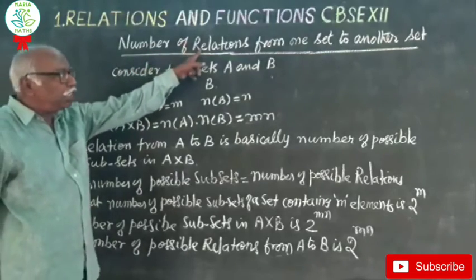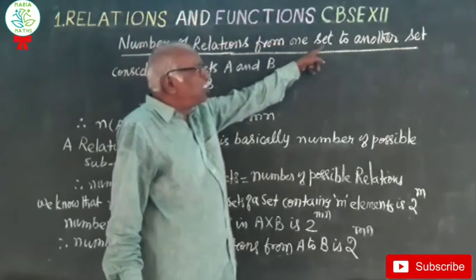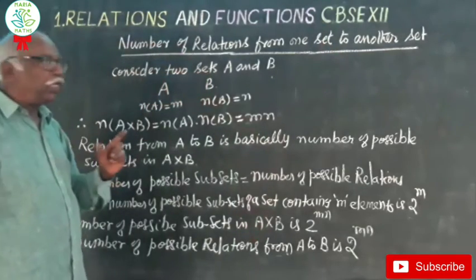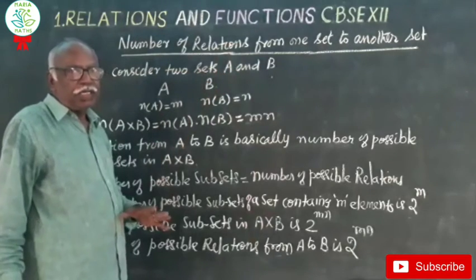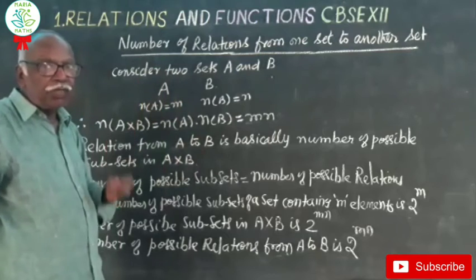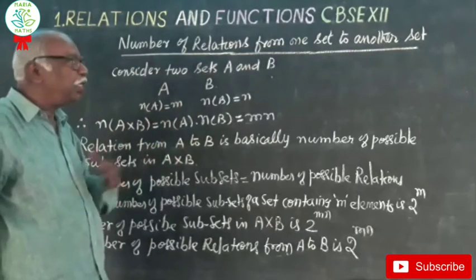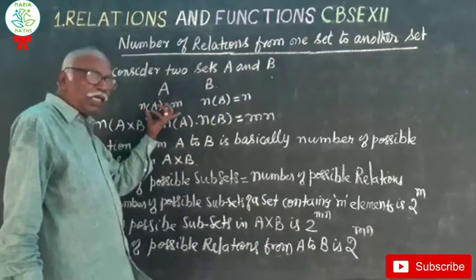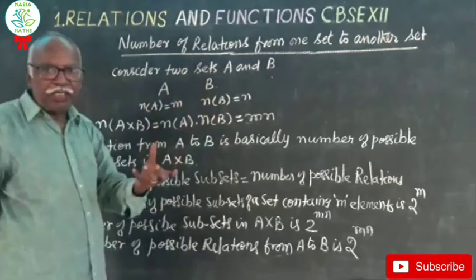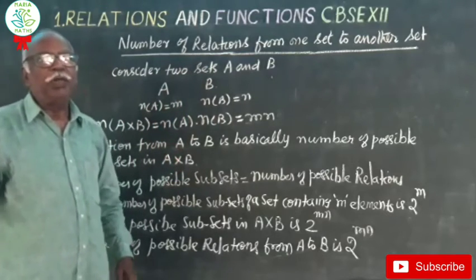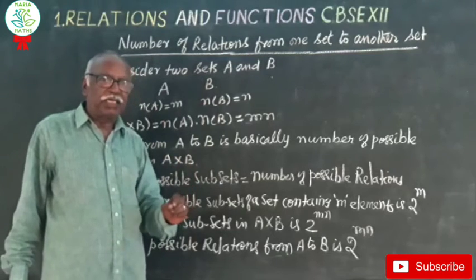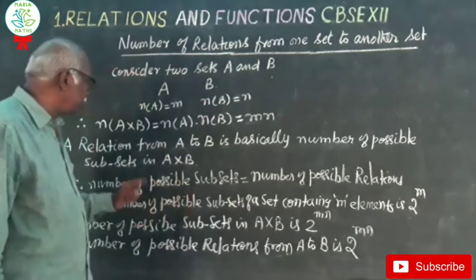Number of relations from one set to another set. Consider two sets, capital A and capital B. Let's consider set A has m number of elements and set B has n number of elements. Therefore, n(A) is equal to m, n(B) is equal to n. n(A) means the cardinality of the set. What is meant by cardinality? The number of elements present in the set is known as the cardinality of the set.